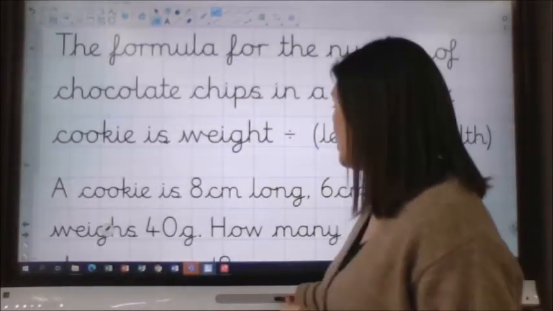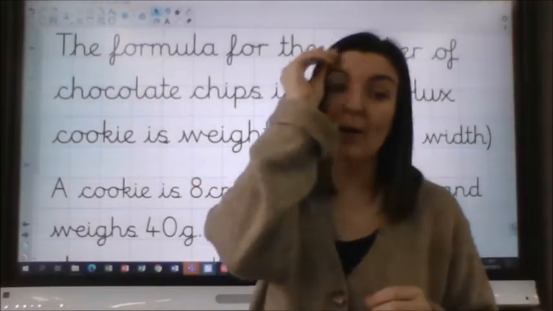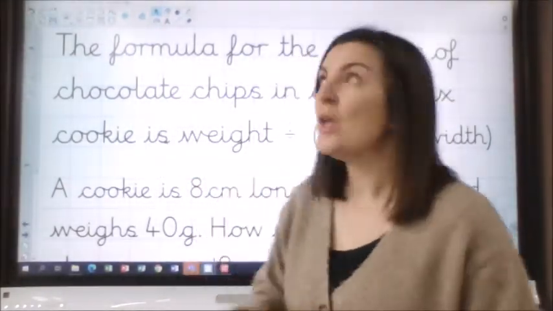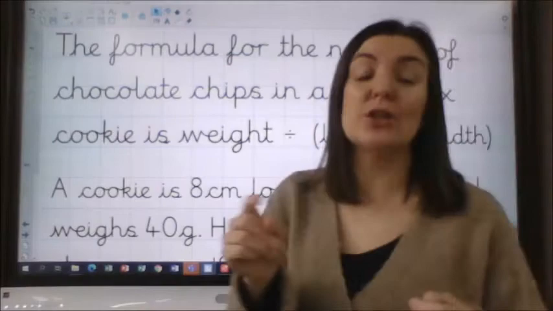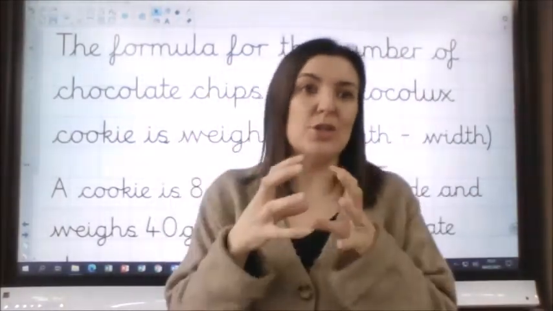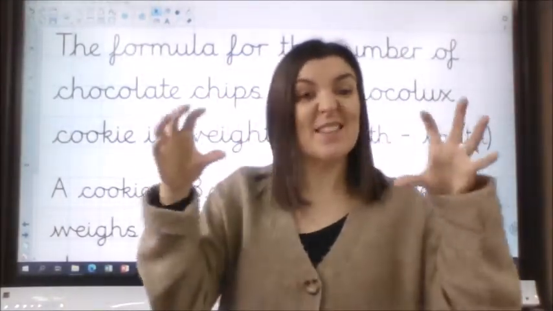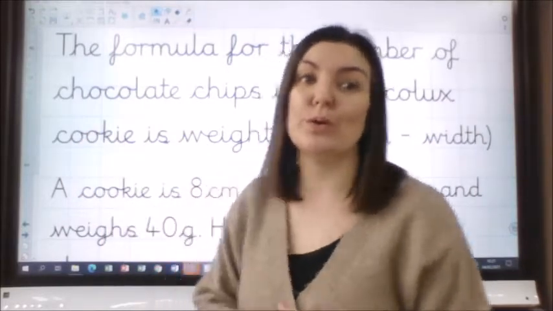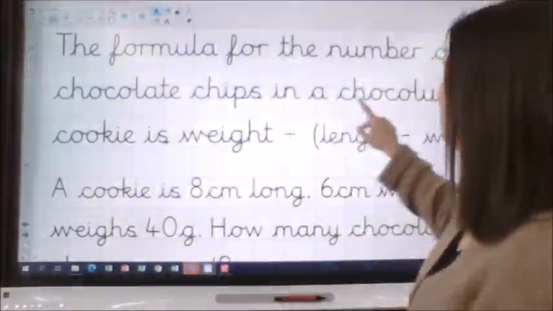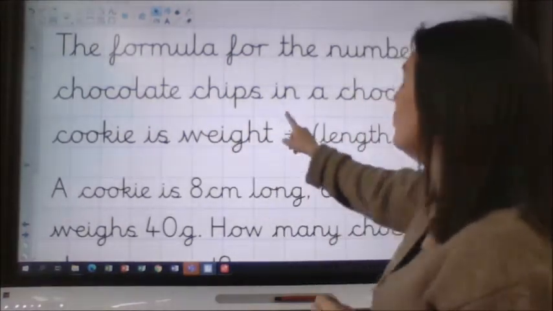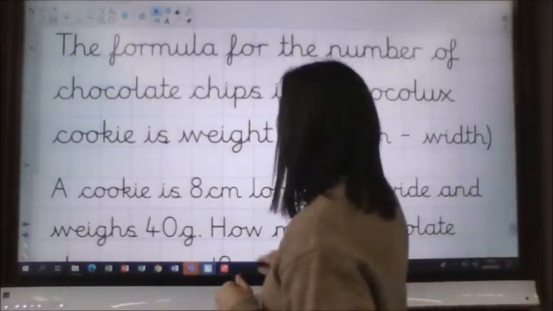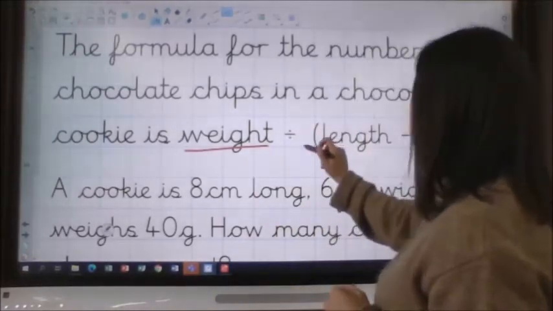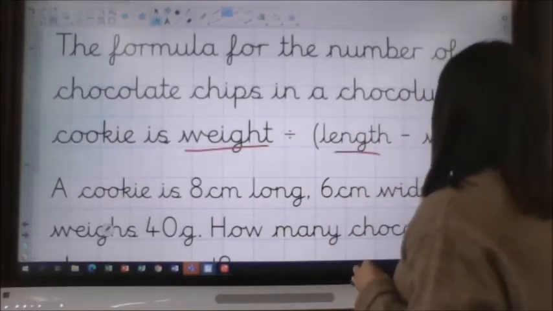So then the next one I want to look at, again, is really similar, just with different numbers. So a formula just means an equation, a sentence that any numbers can go in. So it might be with letters, it might be with words. So the number of chocolate chips in a Chocolux cookie is the weight divided by the length, take away the width.